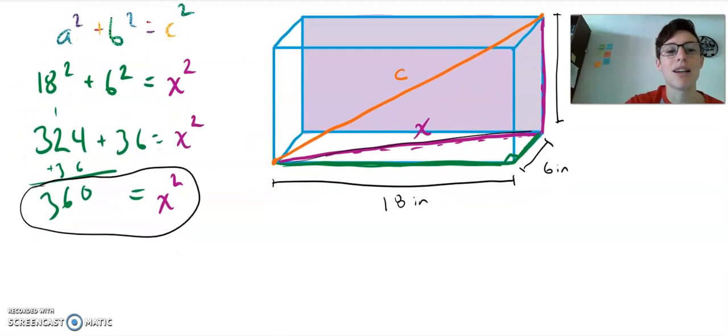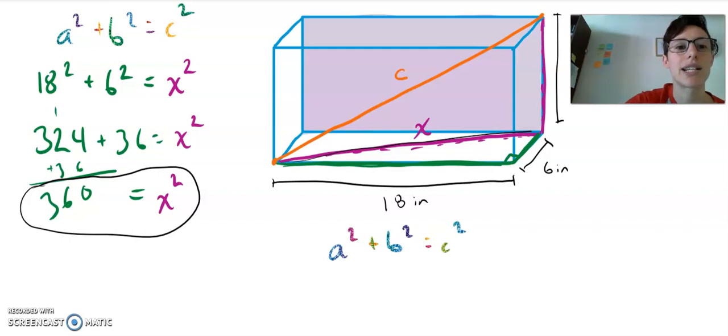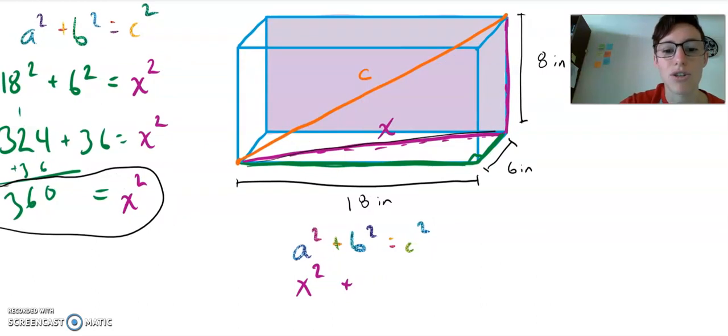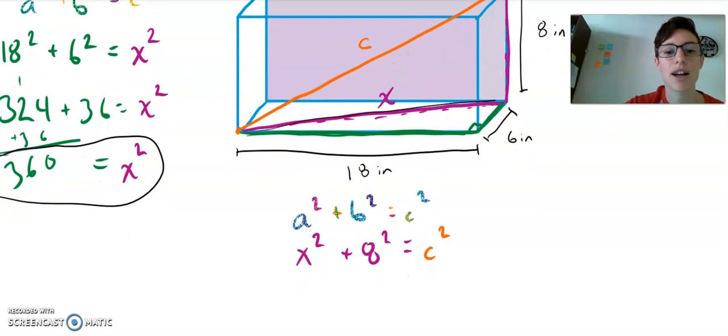I'm ready to make my next right triangle theorem. So here we go, round 2. A squared plus b squared equals c squared. Now in this case I'm going to use a squared, which is going to be the same thing as x squared, plus b squared, the other length of that side was 8 inches, so 8 squared, equals c squared, this time for realsies. I know x squared right from over here is 360, so let's go ahead and plug that in.